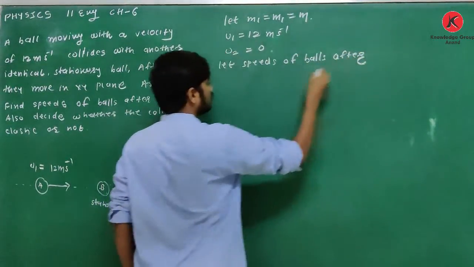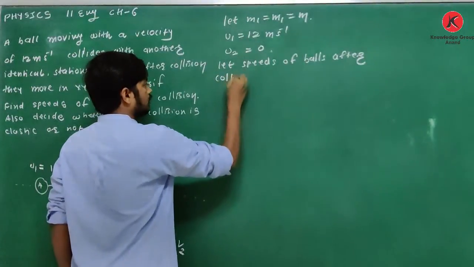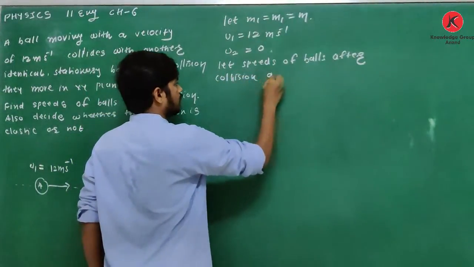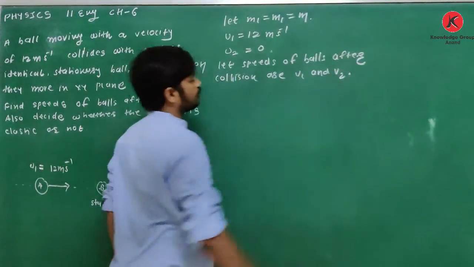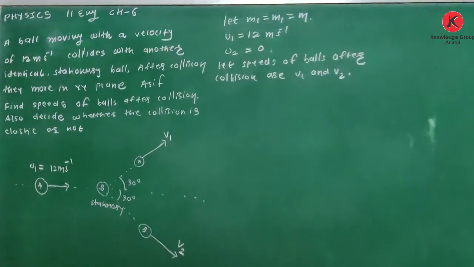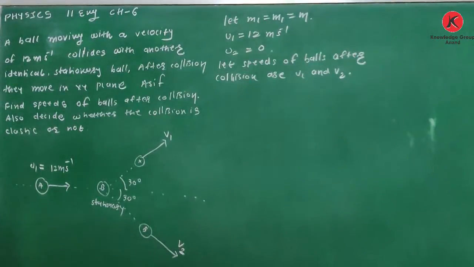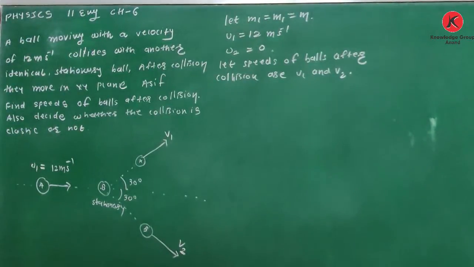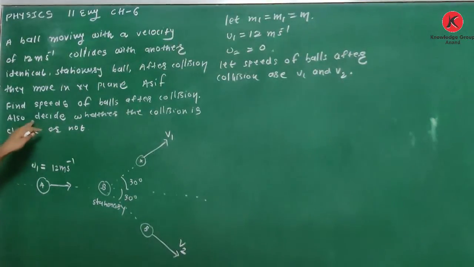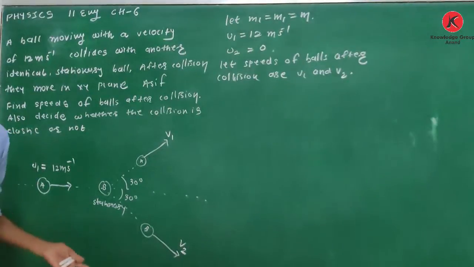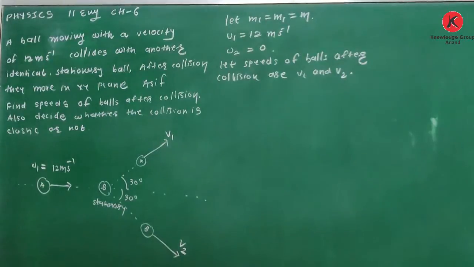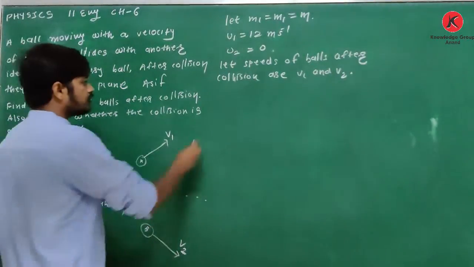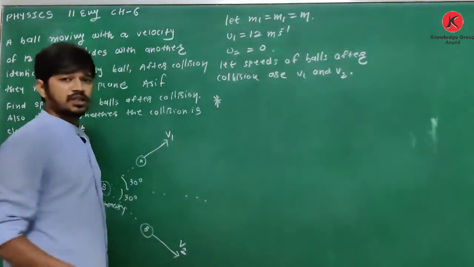Let the speeds of the balls after collision be v1 and v2. So we have to find v1 and v2. How to find them? You also have to decide whether the collision is elastic or not. We don't know if it is an elastic collision, so we cannot use the law of conservation of kinetic energy. Obviously we have to use the law of conservation of linear momentum.